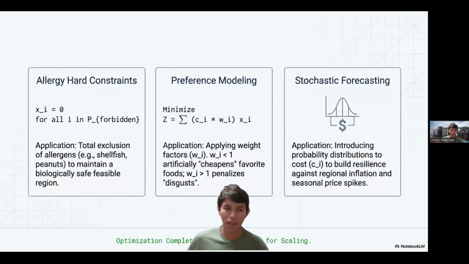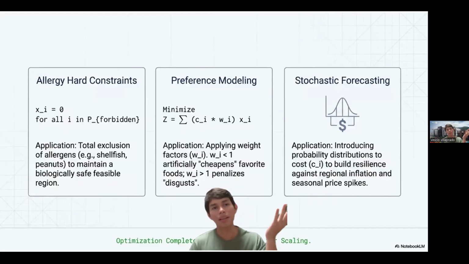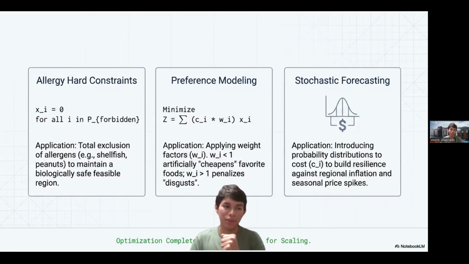And for future work, I would also like to work with, for example, allergy constraints, preference modeling, and stochastic forecasting. What is it? What if a person who is allergic to a certain element would like to try my program? Then I have to add a new set that is the elements that are forbidden for them and tell the program that the sum of all containing elements is 0.